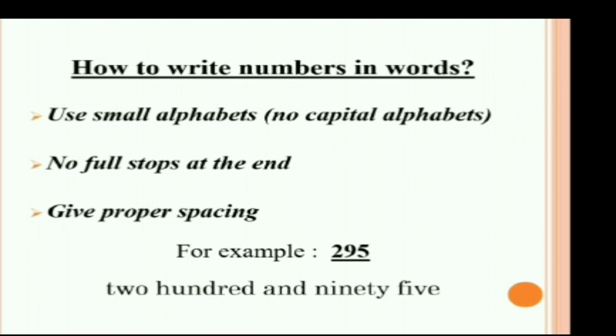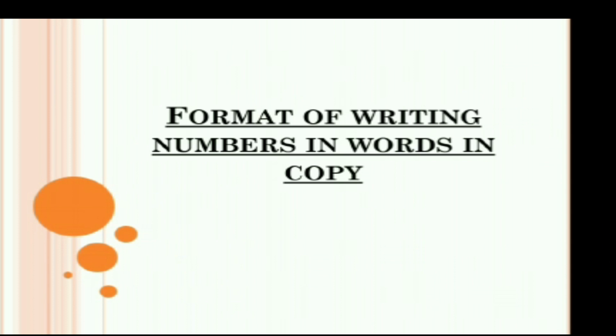Look at the example 295. I have followed all rules while writing the spelling of 295. All alphabets are small. There is no full stop at the end, and there is proper space between each word. I hope the rules of writing numbers in words are clear now.